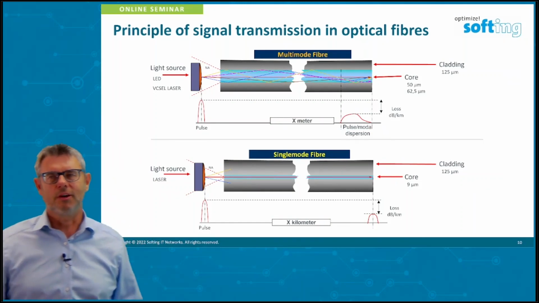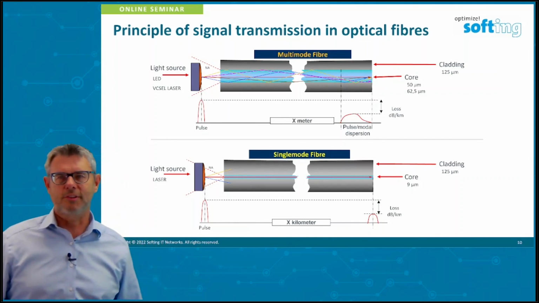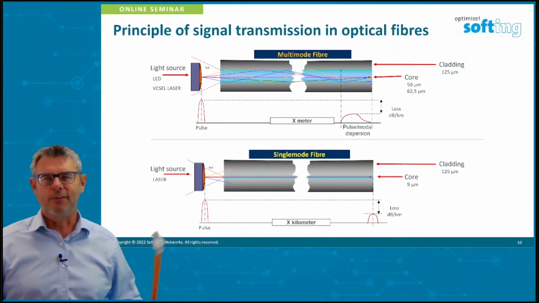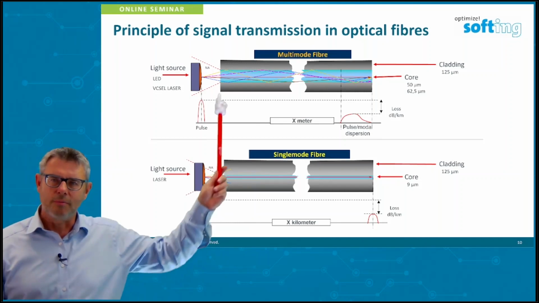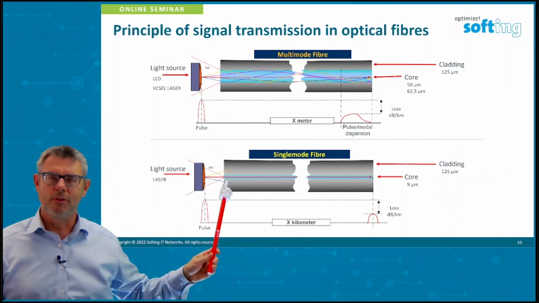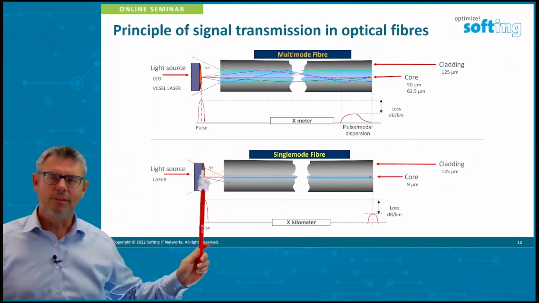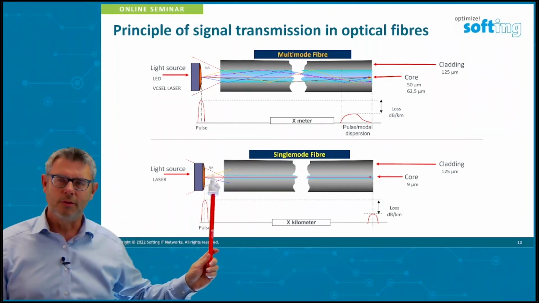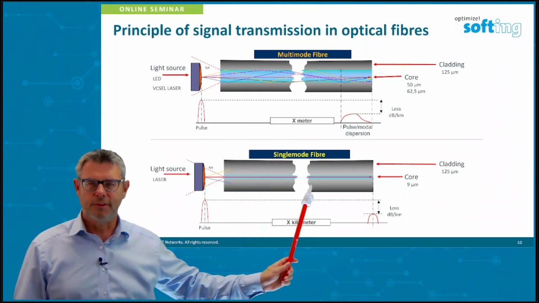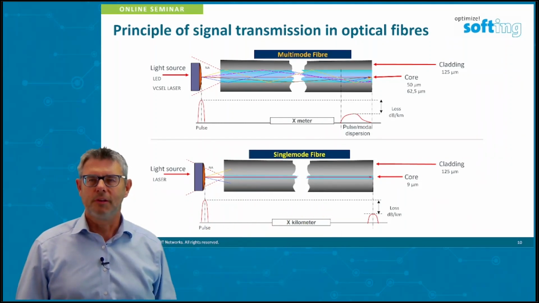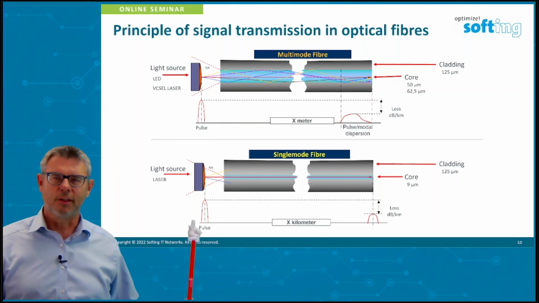Okay, how to overcome this? How to overcome the length criteria? The length criteria you can overcome when you make this core very, very small. We just limit it down to 9 micrometers. 9 micrometers means that we also filter, let's say, the modes, and only one mode is traveling now through the single mode cable.